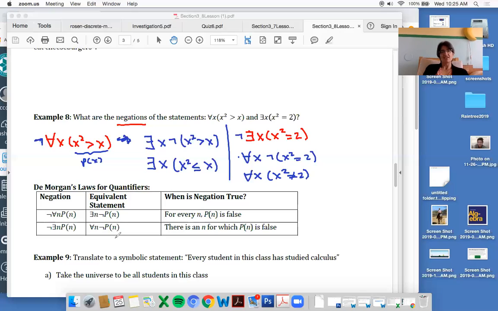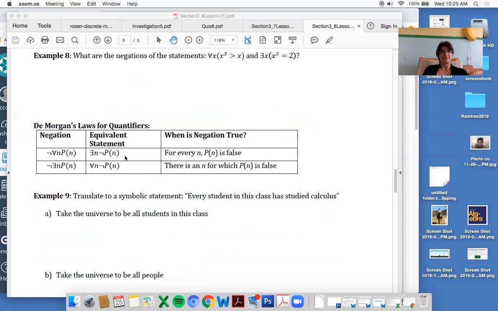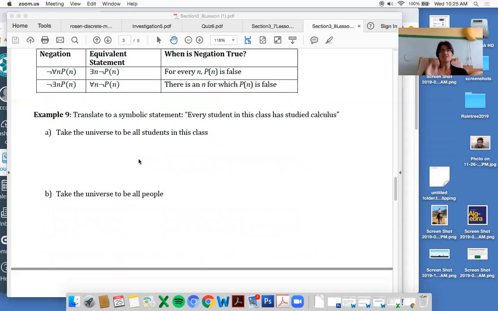So this summarizes De Morgan's law for quantifiers. It says what I was talking about. All right, questions so far? All right, let me clear this. So a lot of the stuff that you're going to do in this section, with the problems, is translating and negating and looking at the order of things if there's more than one quantifier. But let's do some translation.